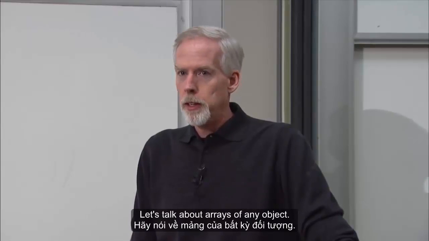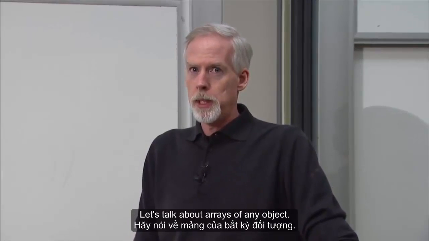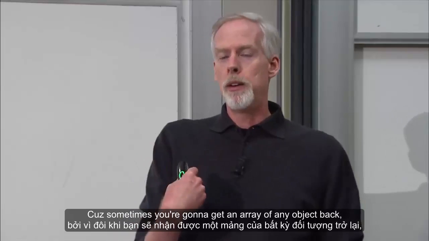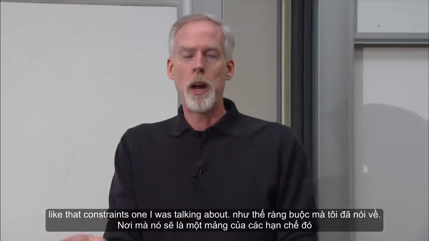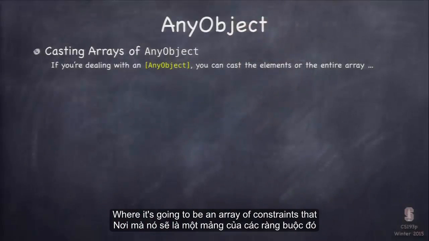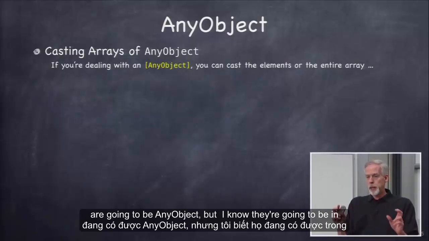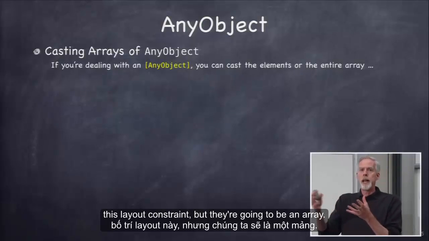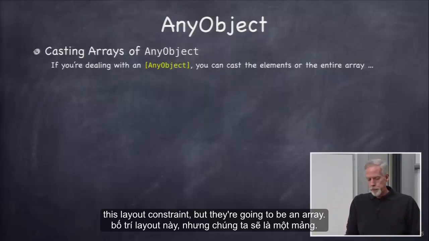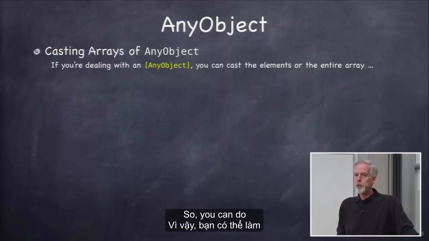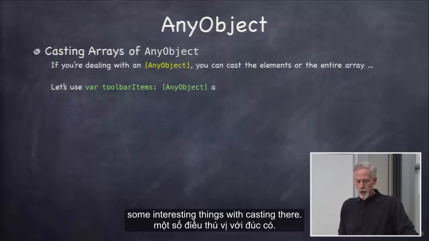Okay. Let's talk about arrays of AnyObject. Because sometimes you're going to get an array of AnyObjects back, like that constraints one I was talking about, where it's going to be an array of constraints that are AnyObject, but I know they're going to be NSLayoutConstraints, but they're going to be an array. So you can do some interesting things with casting there.